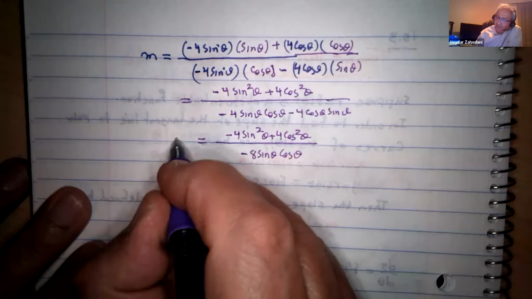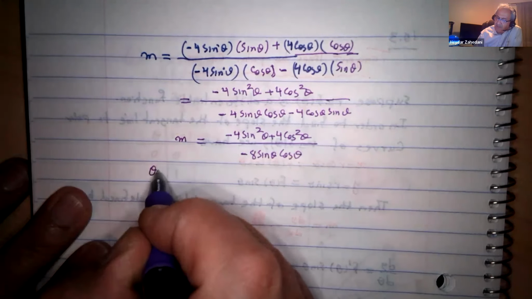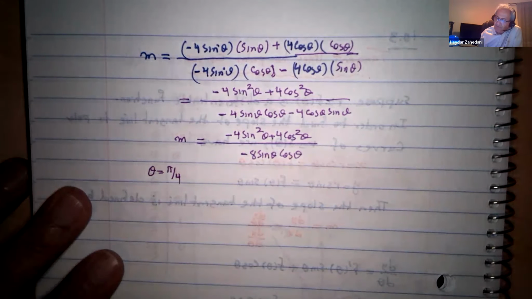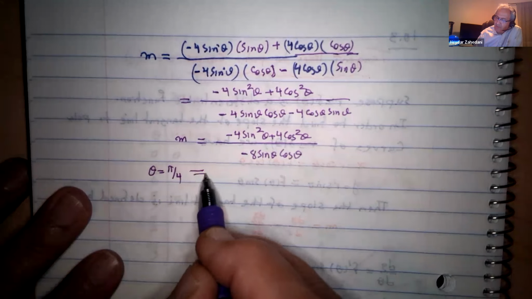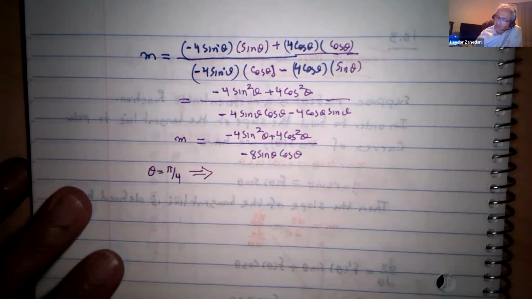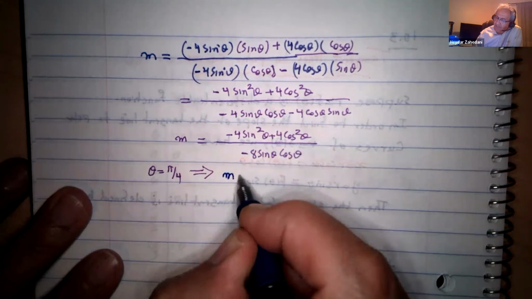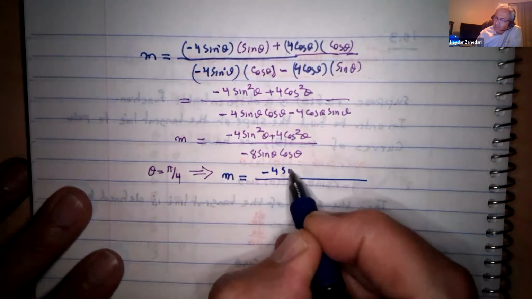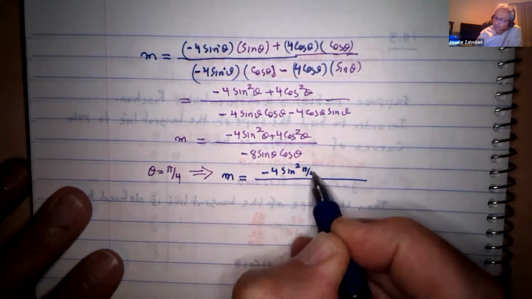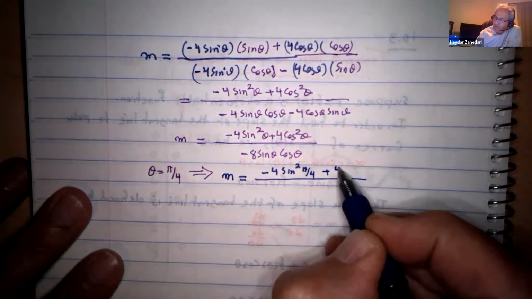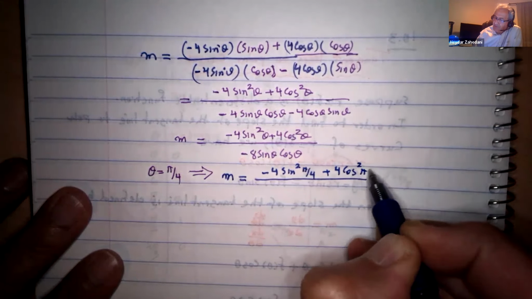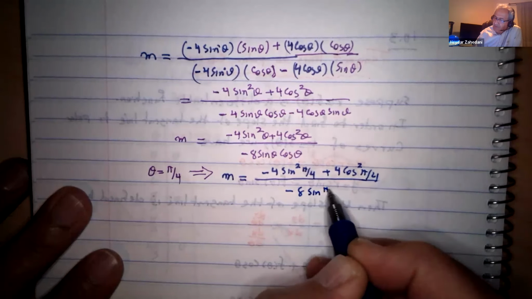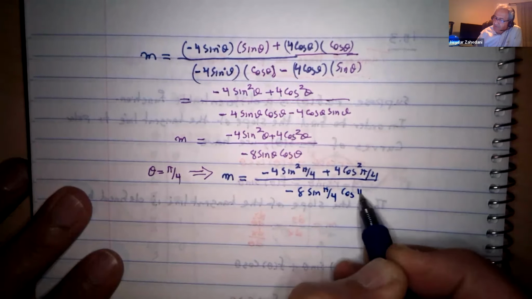The number is pi over 4, so you want it at pi over 4. Now you substitute pi over 4. So this is it for this specific number. So m is going to be equal to negative 4 sine squared of pi over 4, plus 4 cosine squared of pi over 4, and divide by negative 8 sine of pi over 4 cosine of pi over 4.